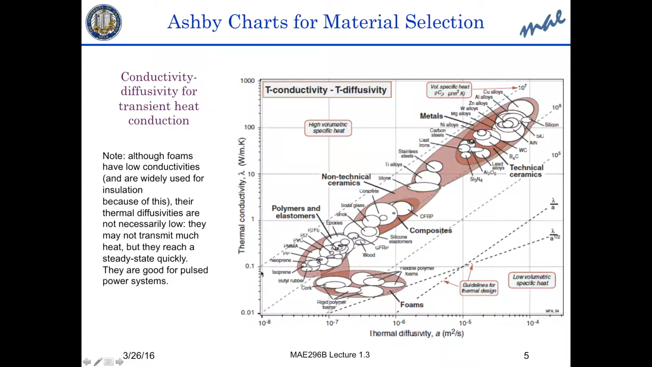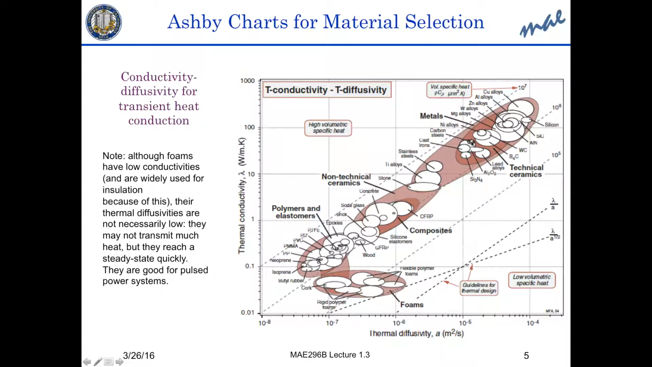So the lower the thermal conductivity, the lower the heat flux. The higher thermal conductivity, the higher steady state heat flux. The higher the diffusivity, the faster the heat is going to go through the material. So there is the ratio between lambda over a. We discussed it. This ratio is the volumetric specific heat. So the materials, this is 10 to the 5 volumetric specific heat, and 10 to the 6, 10 to the 7.